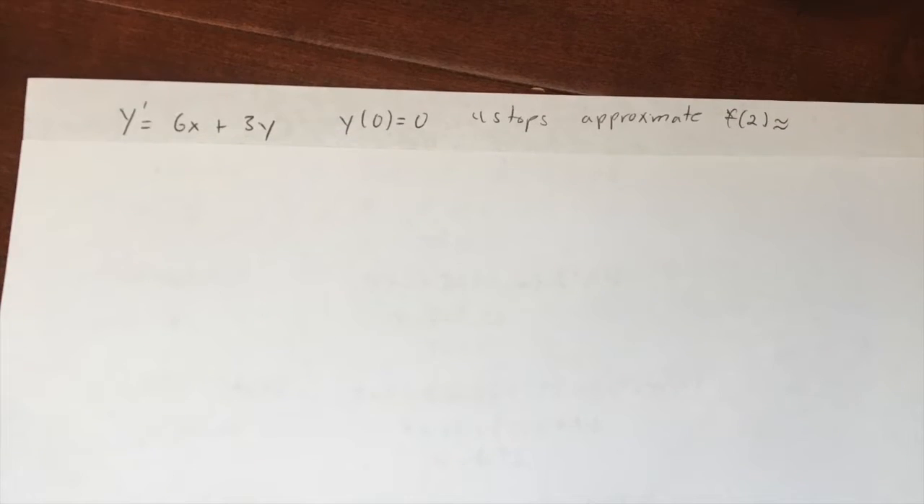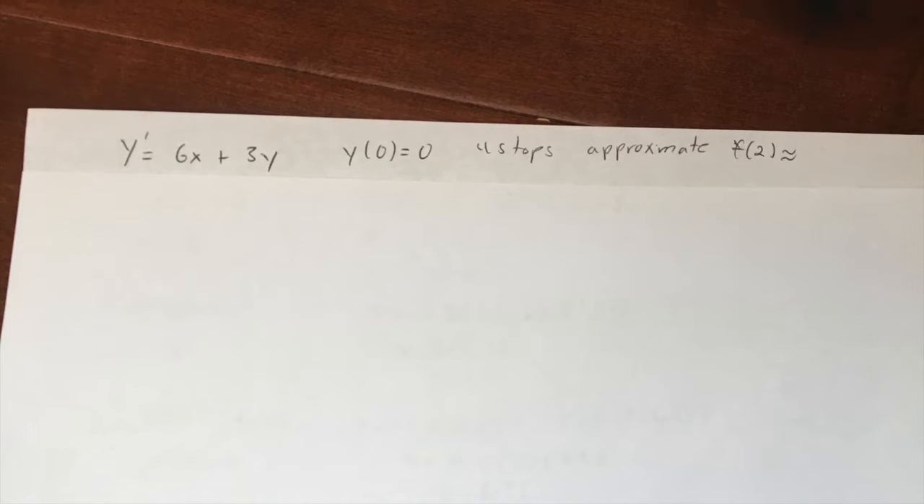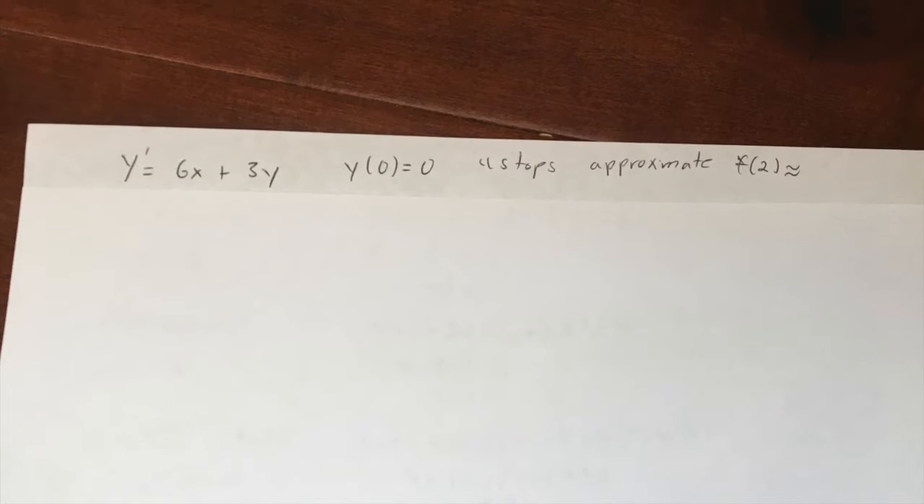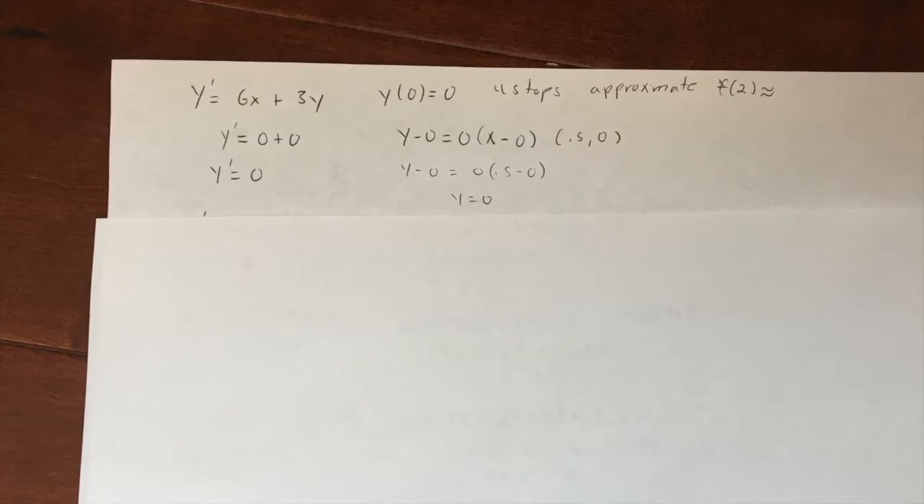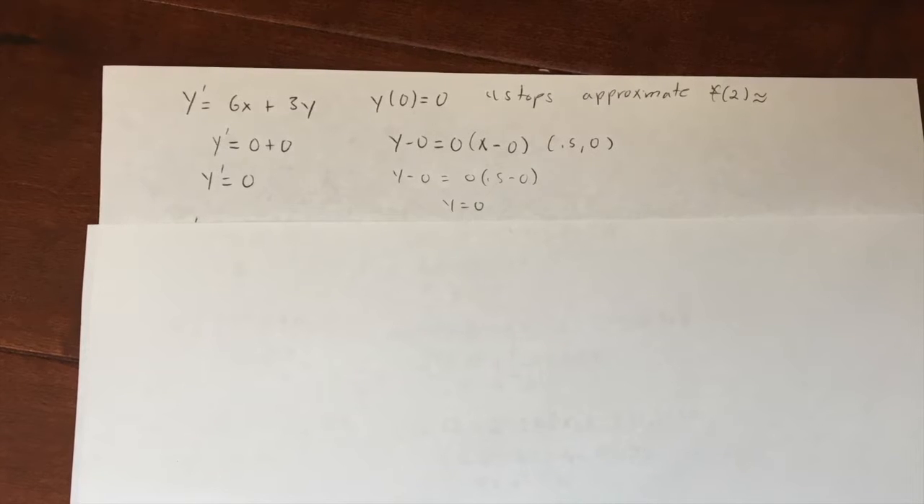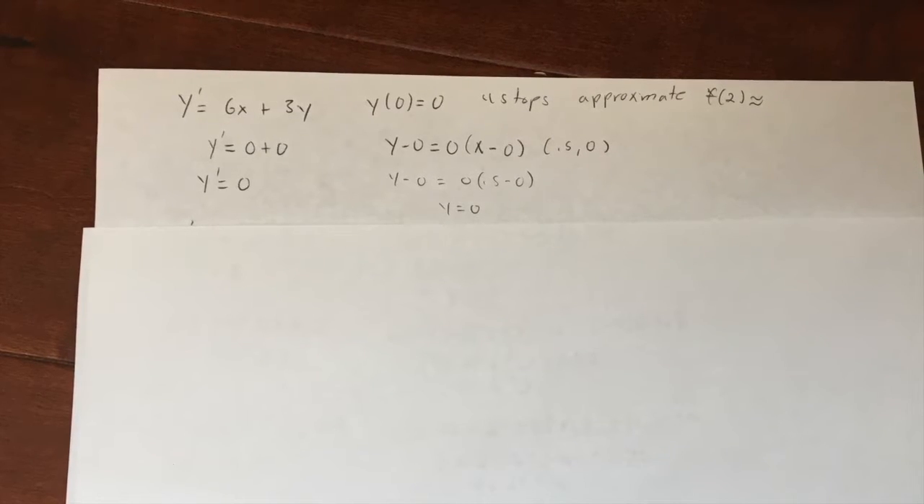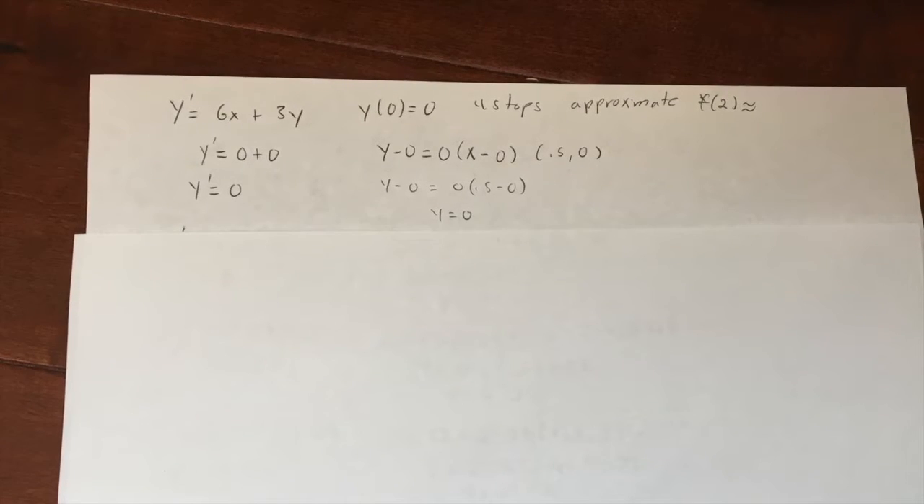y' = 6x + 3y, y(0) = 0. In 4 steps, approximate f(2). Now, the first step to do this is we need to find the slope of the first step. So we need to plug (0, 0) into the y' equation. When we plug it in, we're just going to get y' = 0.